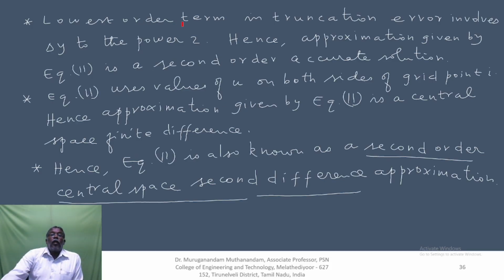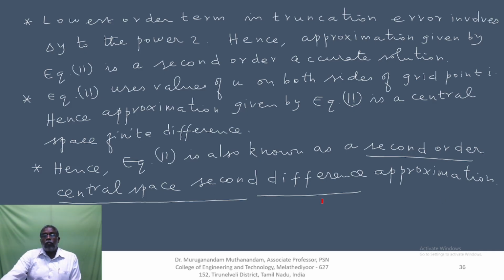The lowest order term in the truncation error involves delta y to the power 2. Hence the approximation given by equation 11 is a second order accurate solution. Equation 11 uses the values of u on both sides of the grid point i. Hence the approximation given by equation 11 is a central space finite difference. Hence equation 11 is also known as a second order central space second difference approximation.